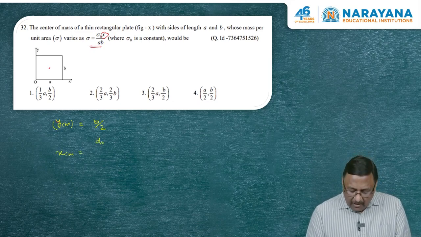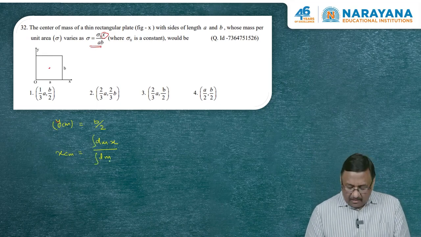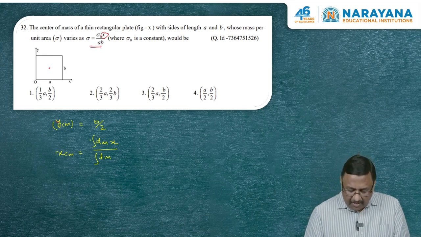Formula we know very well. It is mass element at some distance x divided by mass element over there. Integrating for the whole area, or whole length, is going to give you this x center of mass. This is a way of defining how we are defining center of mass.